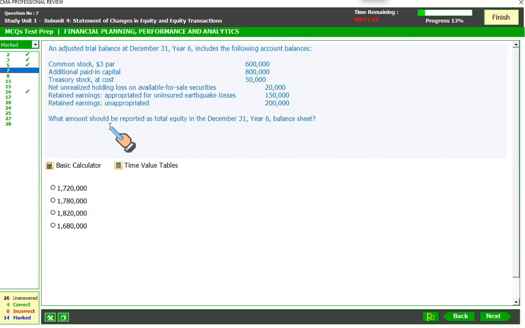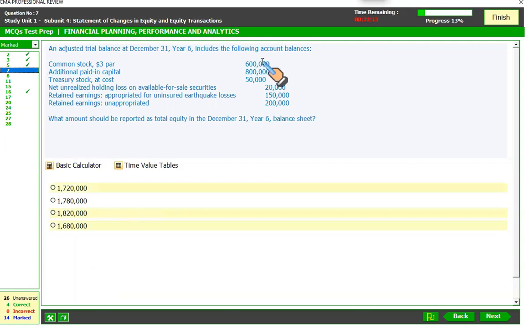It is always recommended when you see a bigger question, you should look at the requirement. So accordingly, you will solve the question. It says what amount should be reported as total equity in the December 31st, year 6 balance sheet. So we just have to calculate the figure for equity. And how do we do that?